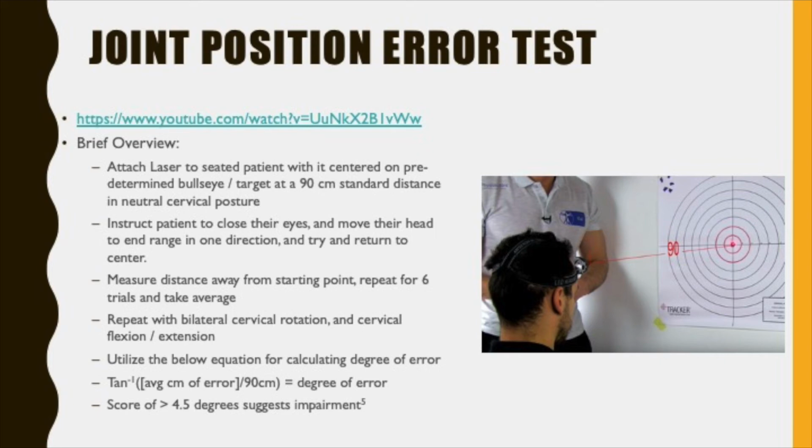You can utilize the equation here that I've written out to calculate the degree of error on average. All you're going to do is take the arc tangent of the average amount of centimeters of error they have and divide it by 90 centimeters, which is the distance away from the target where they were sitting. Cutoff scores have indicated that a degree of error greater than 4.5 degrees suggests an impairment in their cervical proprioception.